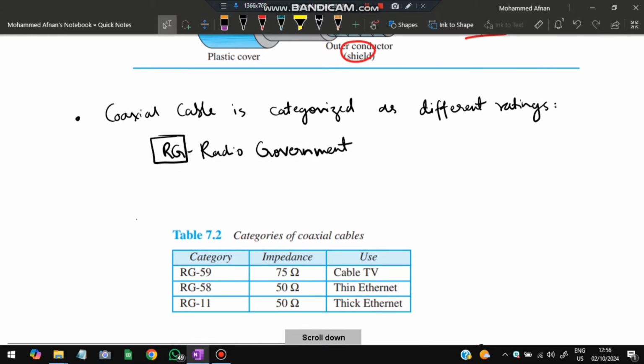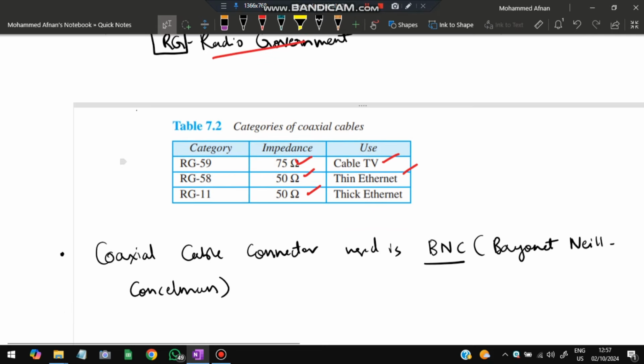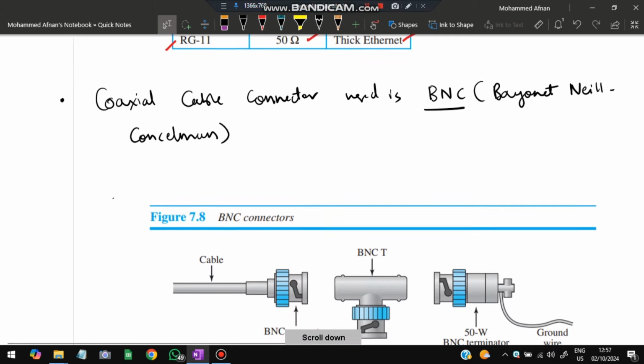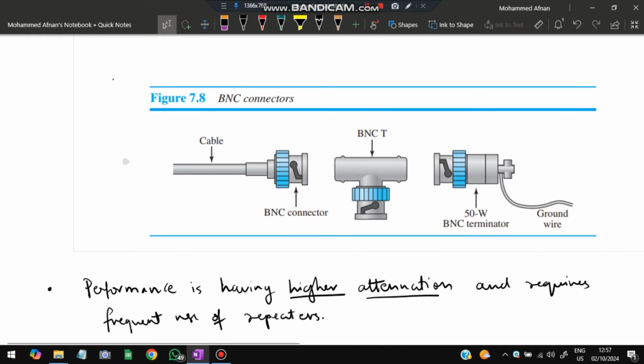Okay, and the coaxial cable is categorized into different ratings. RG ratings are given to it, the radio government ratings, and the impedance is given for each of these. It can be cable TV, thin Ethernet, or thick Ethernet. Okay, so different category names are there. And it also uses a connector which is BNC, Bayonet Neill-Concelman connector. Here we have the BNC T connector. The BNC T connector gets connected here, and this one gets connected here, and this is connected to the ground wire.